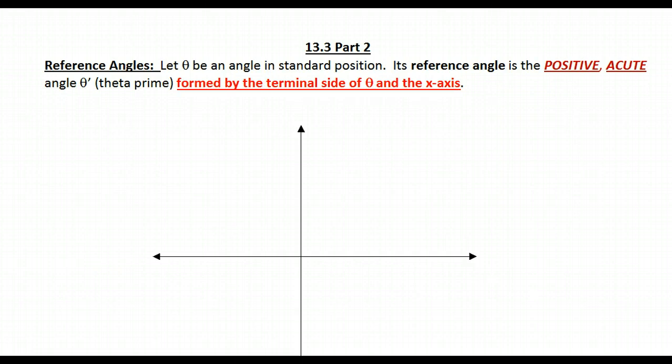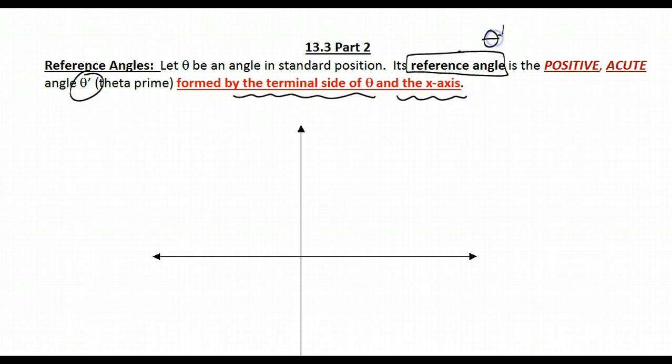So when I make an angle, the reference angle is considered the positive acute angle that is formed by the terminal side and the x-axis. And by the way, we show reference angle as theta prime. Theta prime is a reference angle. So let me show you what I mean by this.